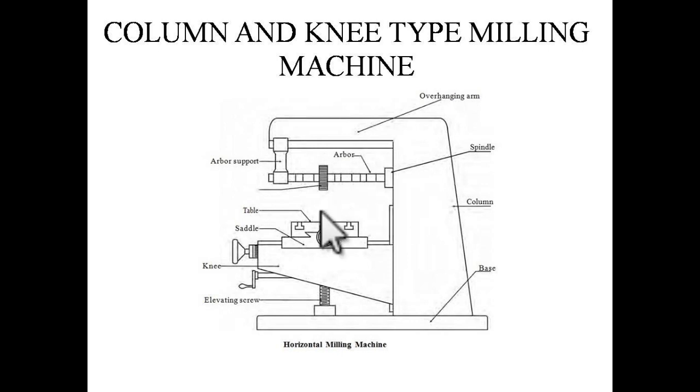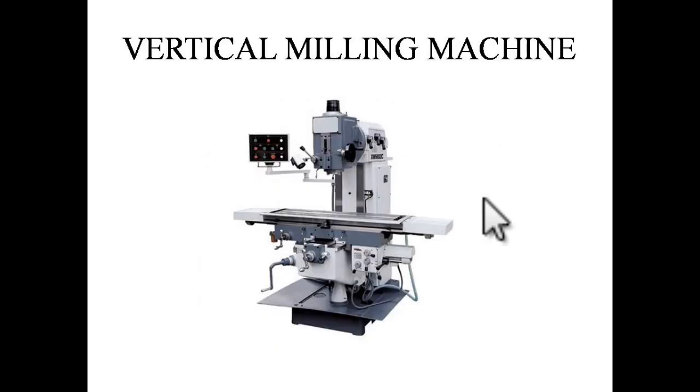for performing the operation. So this is the overhead arm, and this is the spindle. So the spindle will rotate, and as a result the tool will also rotate. So this is about the column and knee type of milling machine.